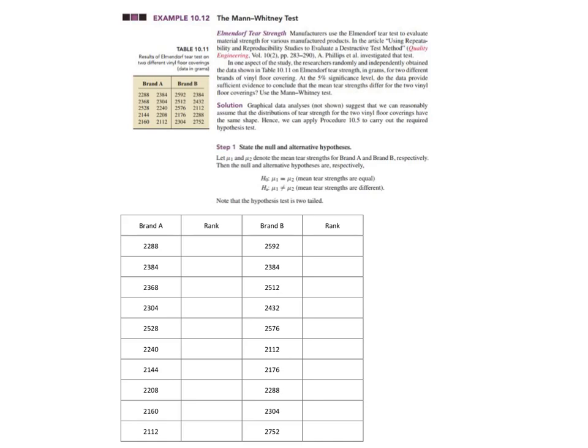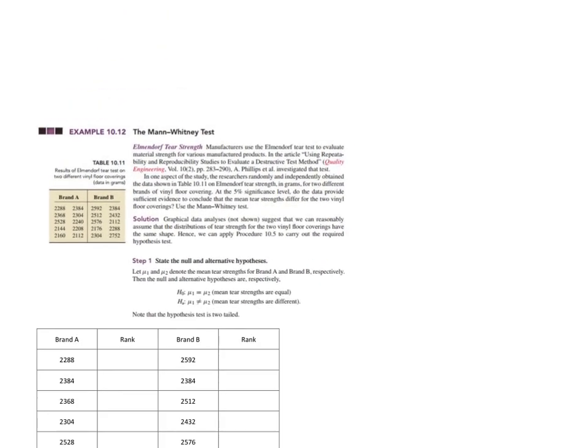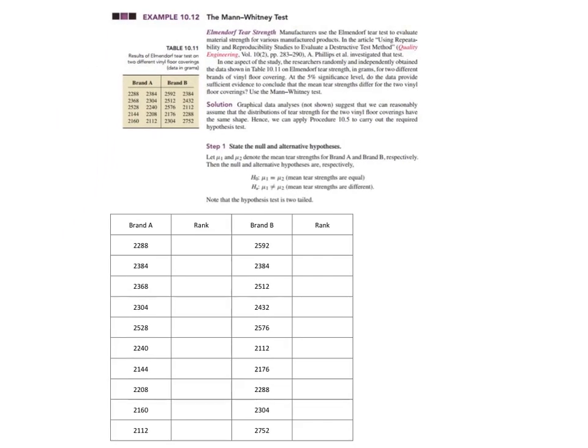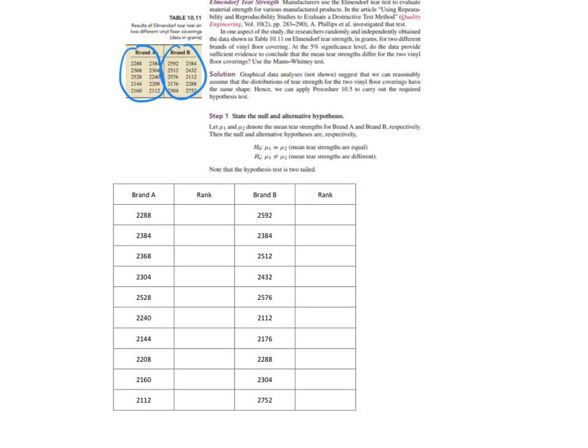It is another example for the Mann-Whitney test. Here is brand A, B, two groups again, and now we can rank them. But before the ranking, here is step number 1, the hypothesis. We just compare if they are not equal to, so it will be two-tailed.